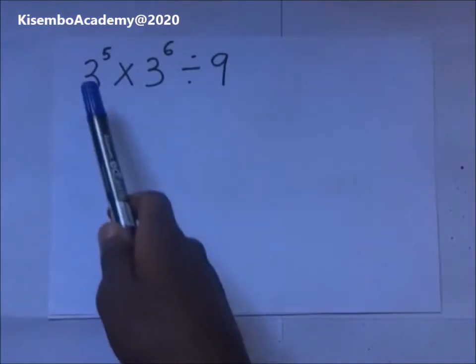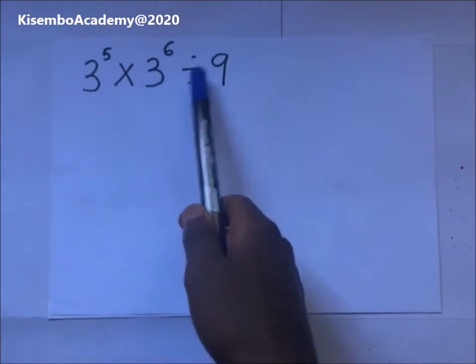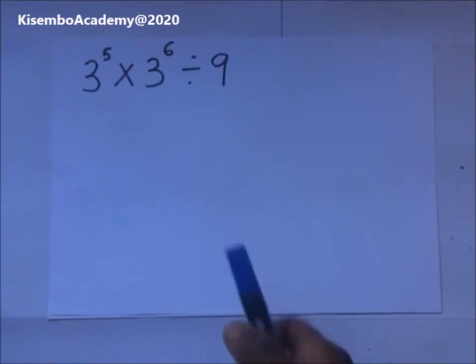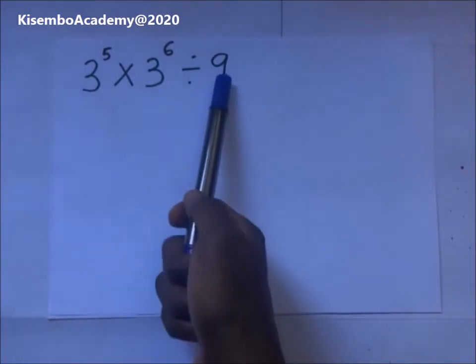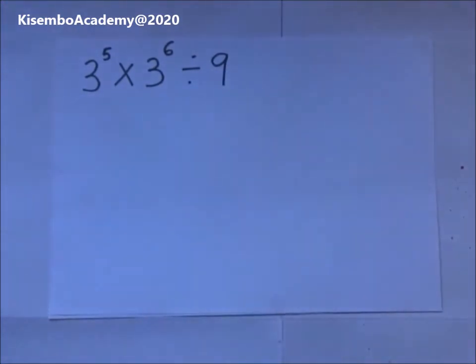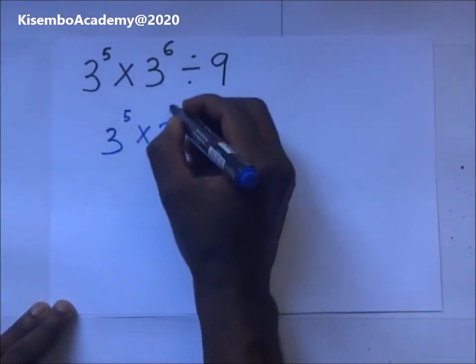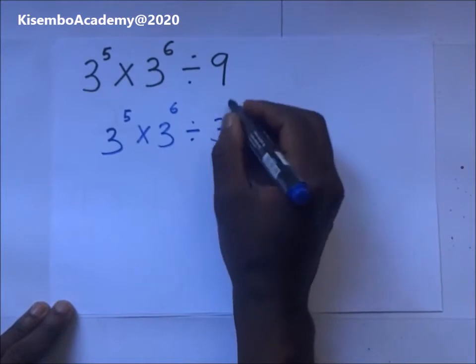We have another here: 3 to the power 5 times 3 to the power 6 divided by 9. Now, when we're dealing with index numbers and we identify that it is being mixed up with a number that is not an index number, for example here 9 is not represented in the form of an index number, you first convert it into an index number so that it looks like the rest of the numbers. Then you can go ahead and simplify it. For example, 9 can be represented as 3 squared. So this becomes 3 to the power 5 times 3 to the power 6, divided by 3 to the power 2.